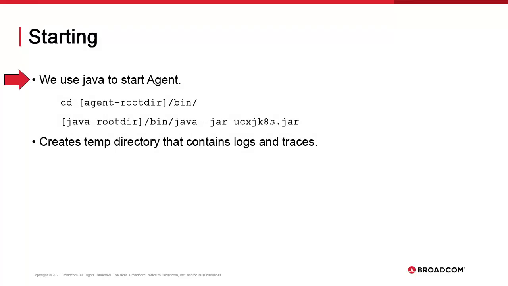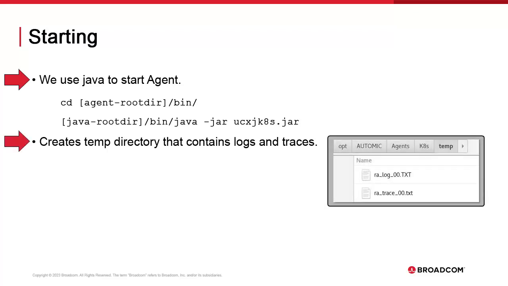Finally, you start the agent. To do so, position yourself in the bin directory of the agent and invoke the Java command from the Java bin directory, java -jar ucxj-kates.jar. This creates the temp directory which stores your logs and traces, assuming you've set RA equals to 99.